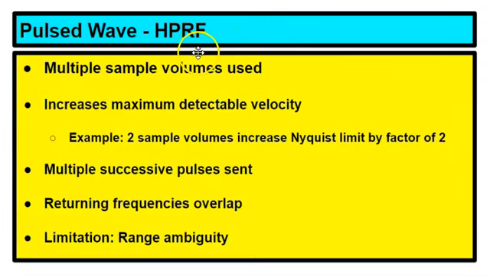High pulse repetition frequency uses multiple sample volumes and increases maximal detectable velocity. It basically increases our Nyquist limit by a factor of 2, and so on and so forth. I'm not going to spend a lot of time on this, but multiple successive pulses are sent, so it's just increasing our PRF by a factor of 2.